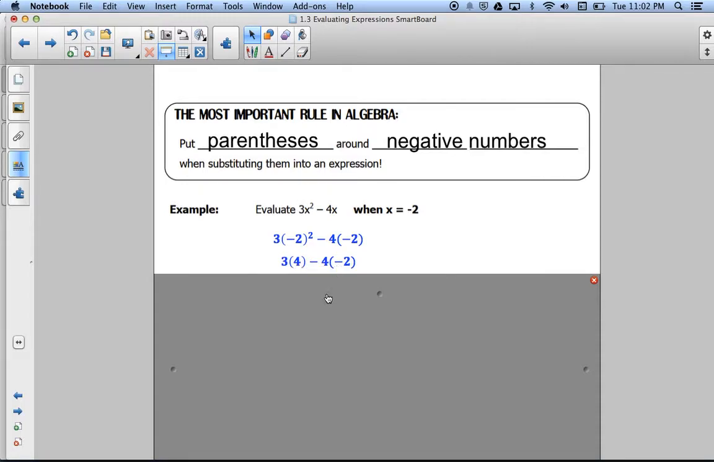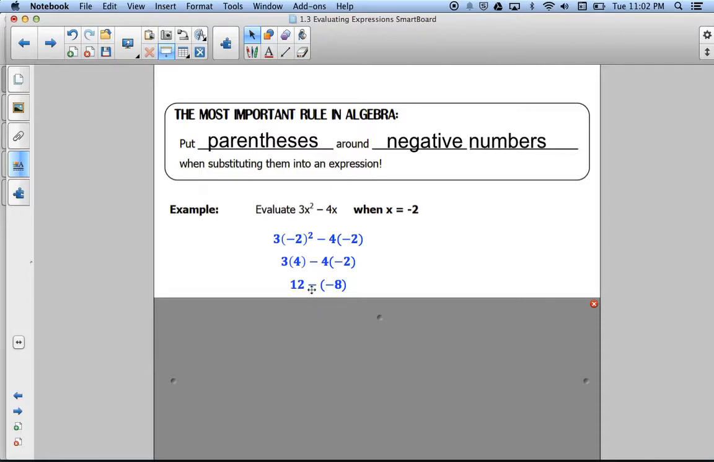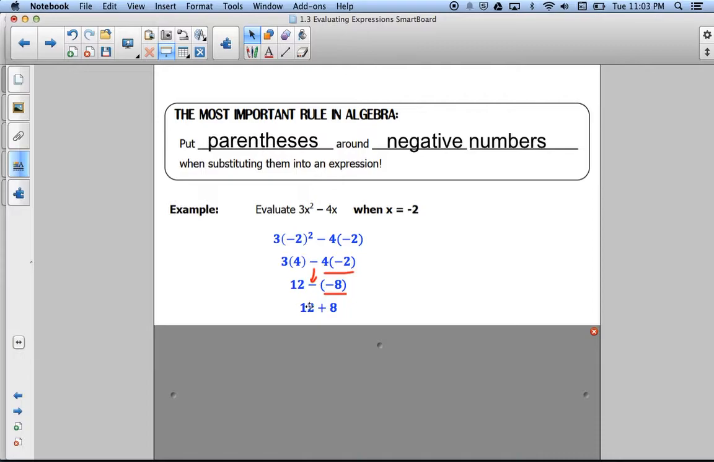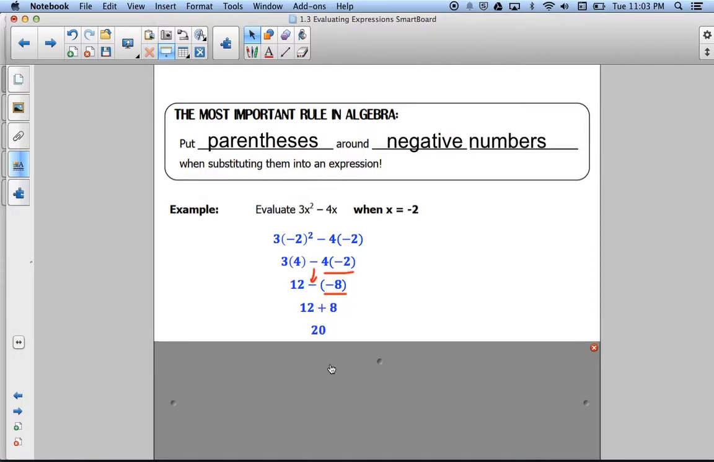Now we can do the multiplication. 12 minus negative 8. Where I got the negative 8 from is that this 4 times negative 2 simplifies to negative 8, and this minus comes straight down. Okay? Now we can use our keep, change, change to make that 12 plus 8 for a final answer of 20.